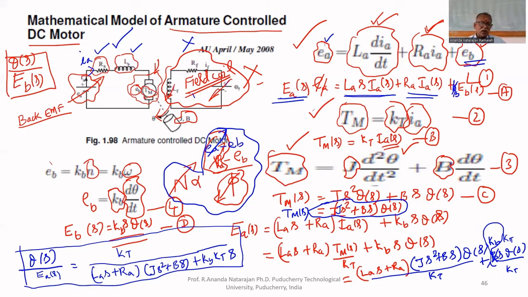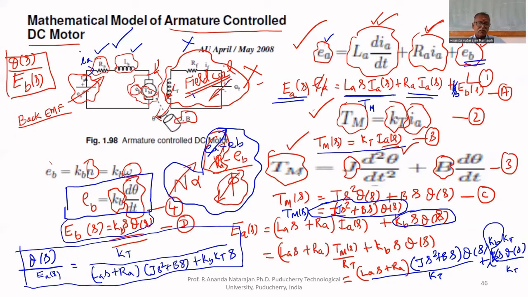But EB of S equal to what? We know that EB equal to KB d theta by dt. If we take the Laplace transform, EB of S equal to KB S theta of S. That is substituted here. We know that TM equal to KT IA, because the mechanical torque developed in the armature is proportional to armature current. If we take the Laplace transform, TM of S equal to KT IA of S.